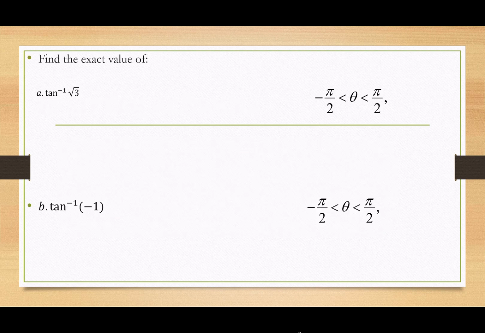Let's find the exact value of tan inverse of the square root of 3. Tangent is equal to square root of 3 at pi/3. Our second one says tan inverse of -1. If we think about it, we remember that tangent is equal to -1 at -pi/4. We will do a lot more problems in coming videos. What I want you to take from this introduction is the restricted domain that goes with each inverse function.